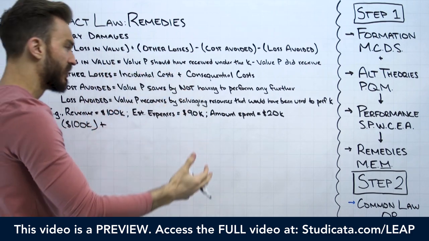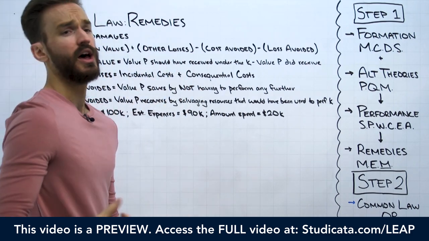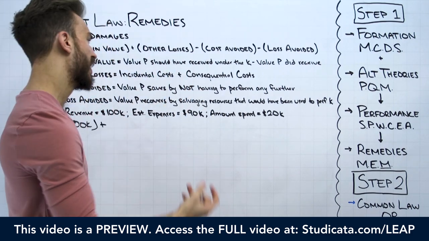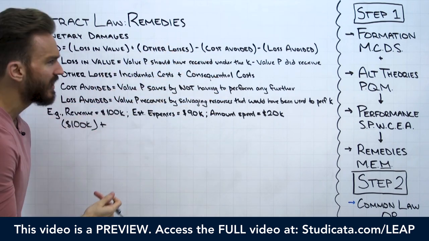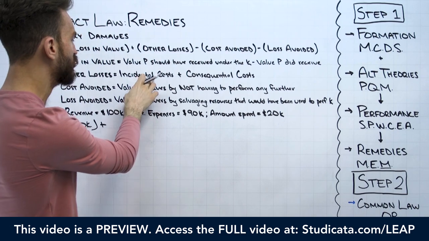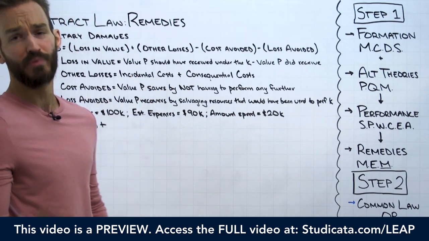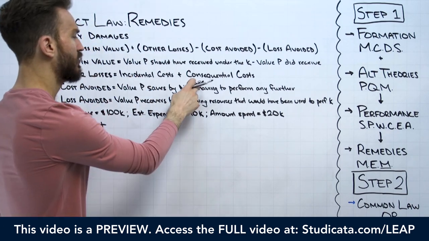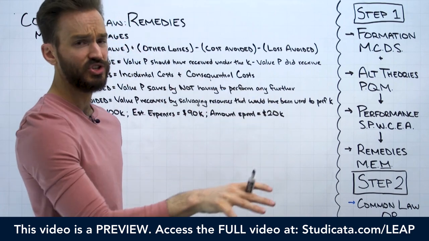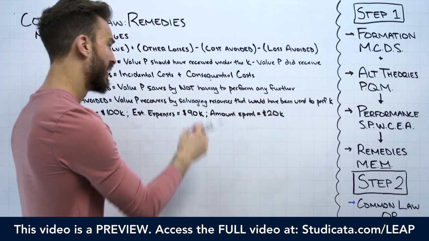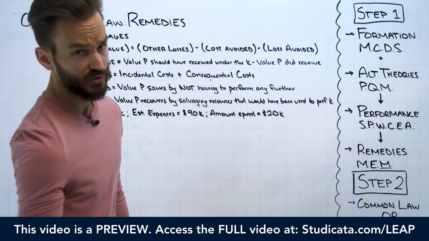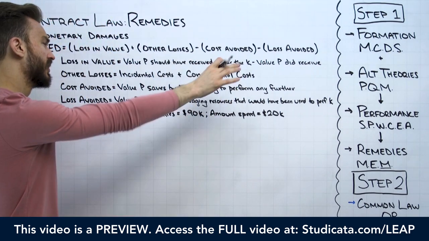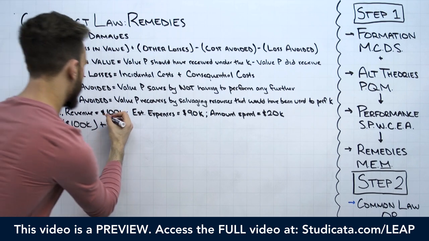Now, does this builder have any other losses? Were there any incidental costs or consequential costs associated with this project? No, in this fact pattern, we didn't lay any out. There was nothing like cost of storing goods, no general incidental costs typical to a breach of contract action, and no unique damages to this particular plaintiff, whether foreseeable or unforeseeable consequential costs. So there's no other losses we have to worry about.